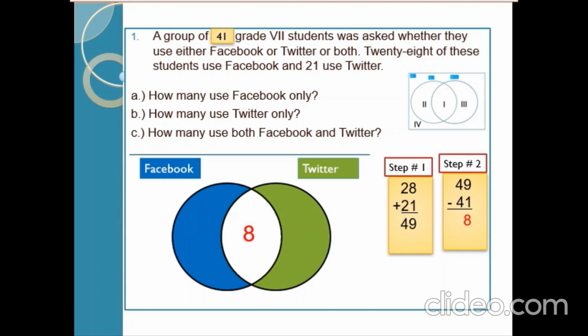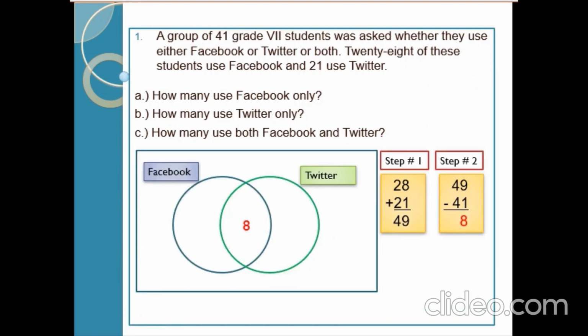Next, refer to the second given. 28 use Facebook. So in the Facebook circle, there is 8 already. Now, to make it 28, what must be added to 8 to get 28? Correct. It is 20, or simply subtract 28 and 8.